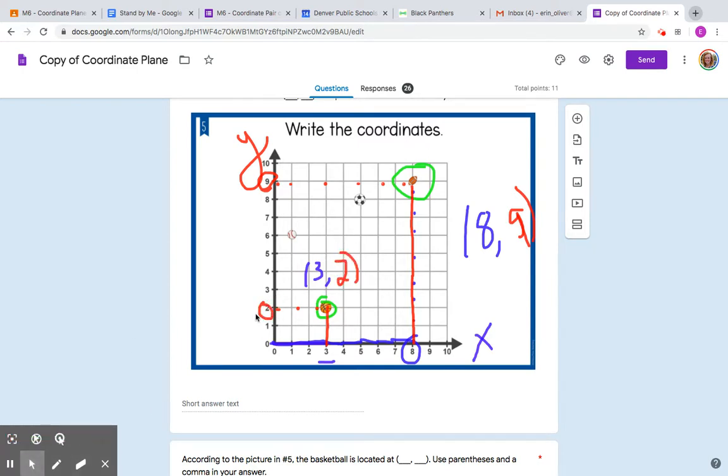So my basketball is located at 3, 2. I apologize. My football can be found at 8, 9. Over 8 up 9. Over 3 up 2.